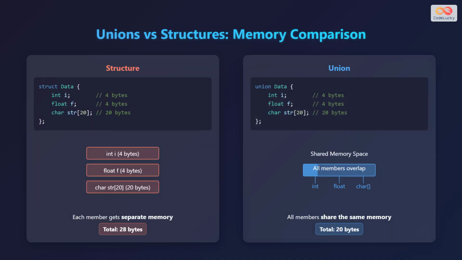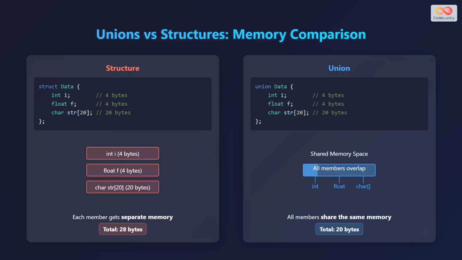Let's compare the memory allocation of unions with that of structures. In a structure, each member gets its own separate memory location. In a union, all members share the same memory location. The size of a structure is the sum of the sizes of all its members, whereas the size of a union is the size of its largest member.